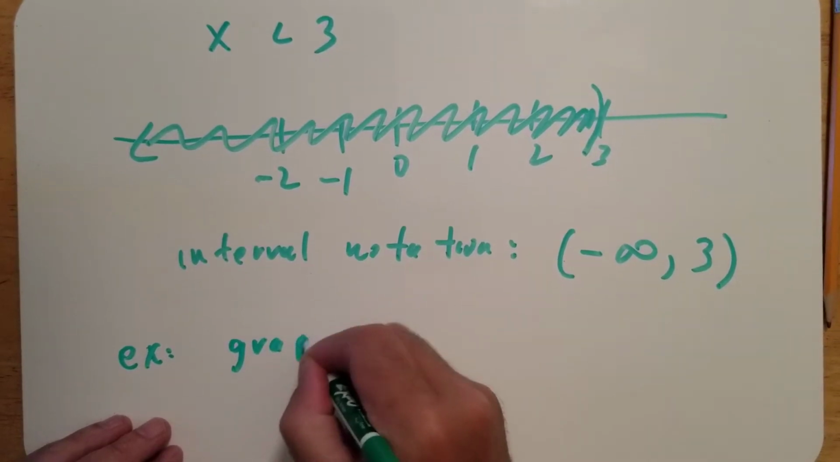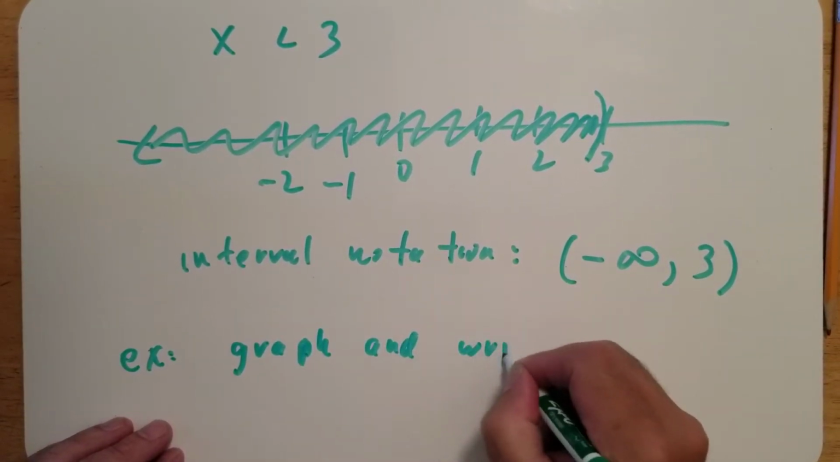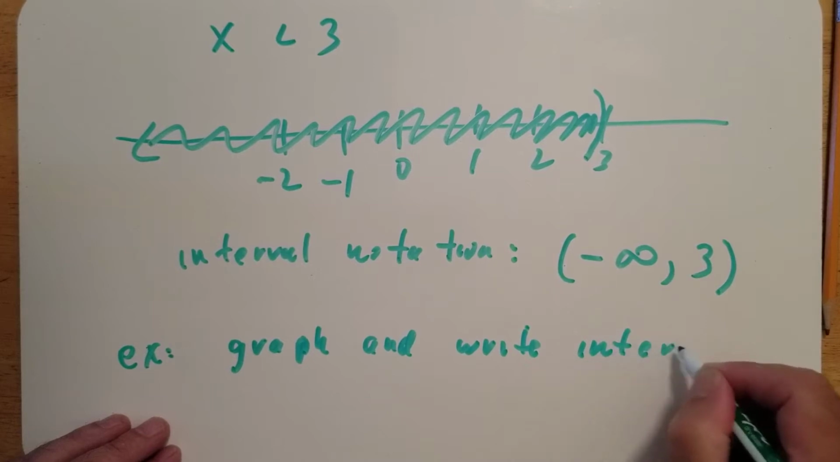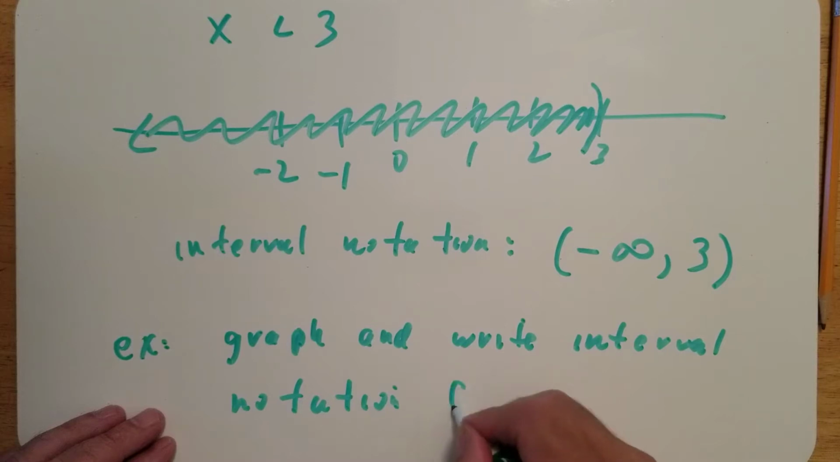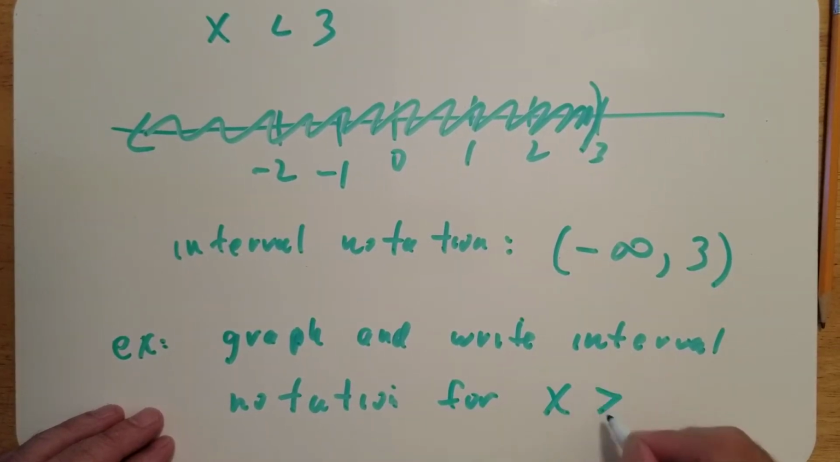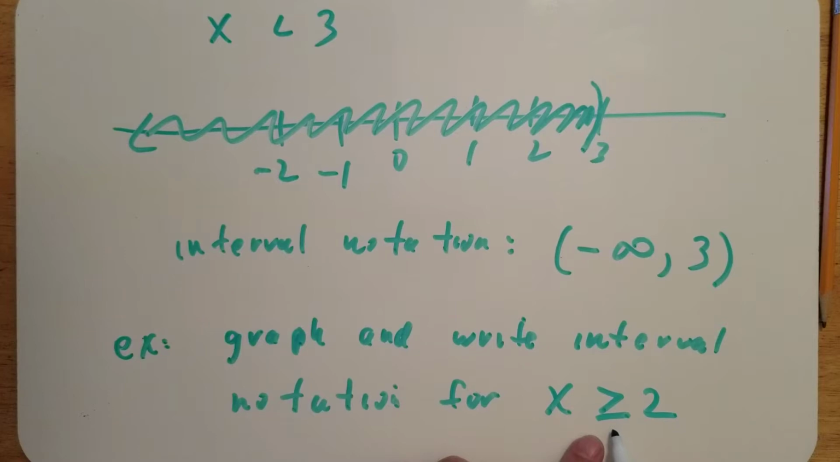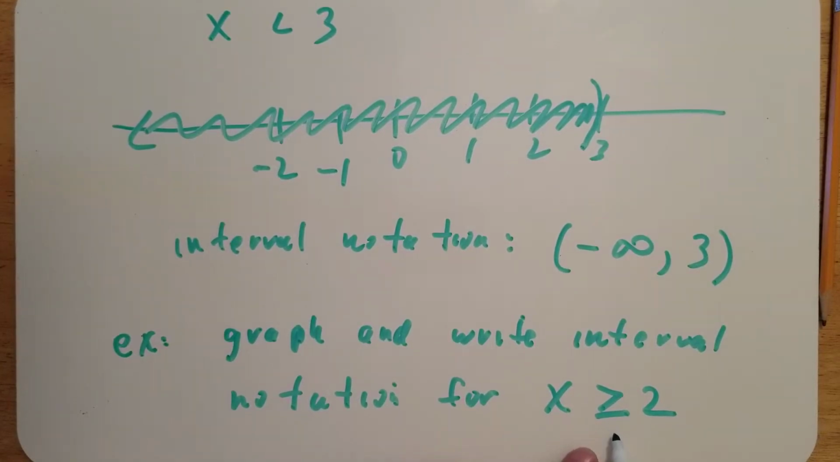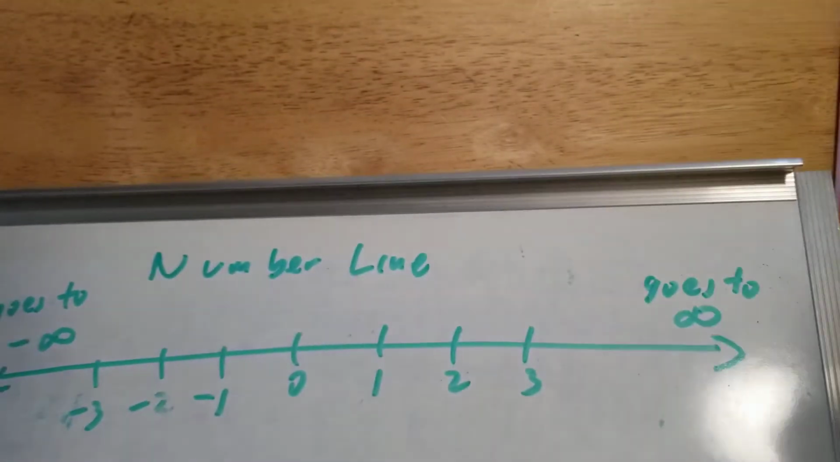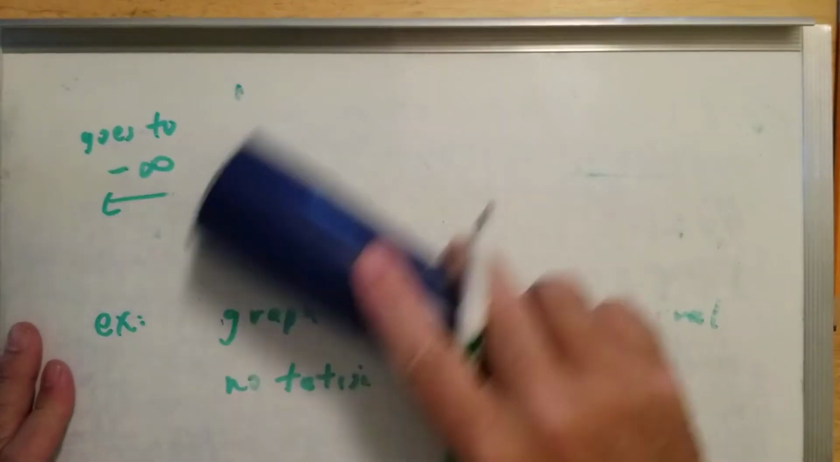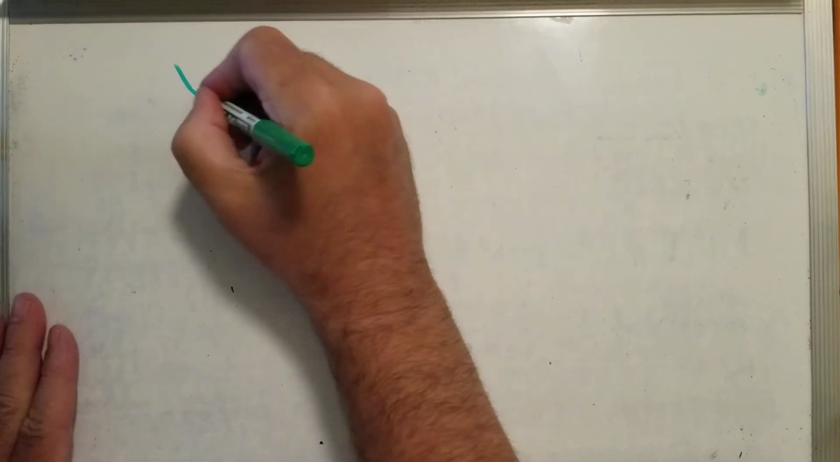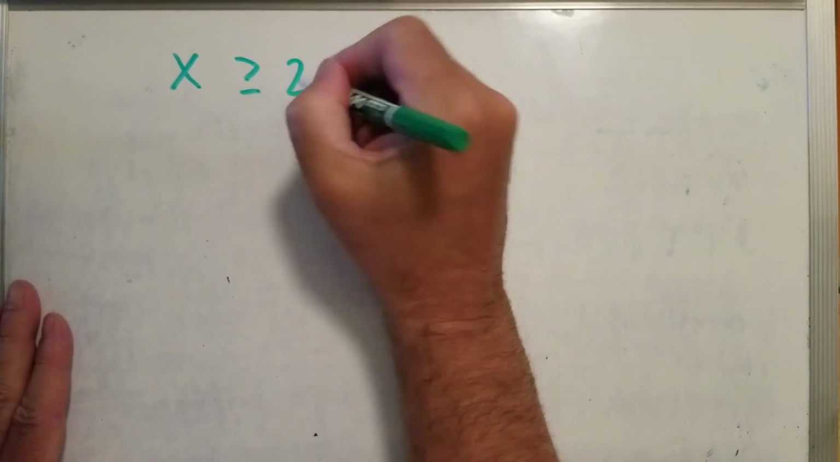Graph and write interval notation for x greater than or equal to 2. Notice the little or equal to. That's going to make a difference in what kind of bracket I write. So we're doing x greater than or equal to 2.